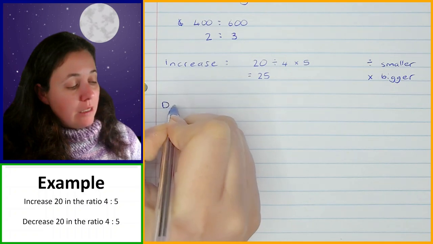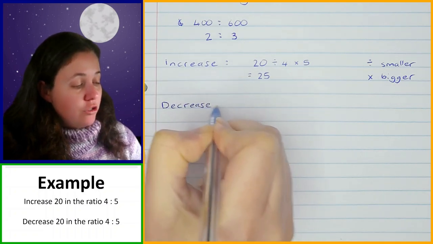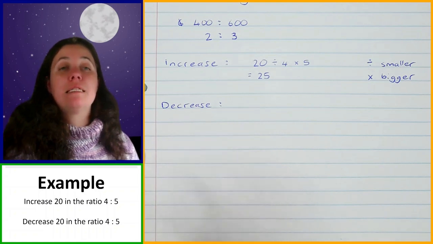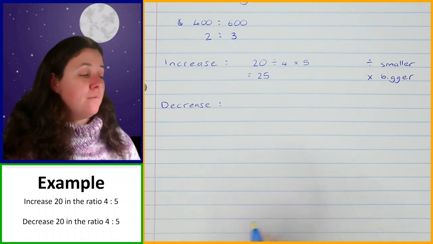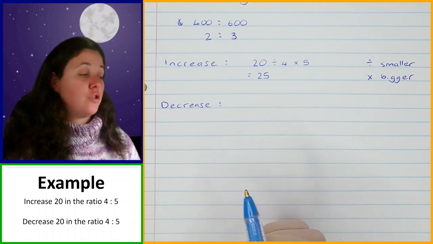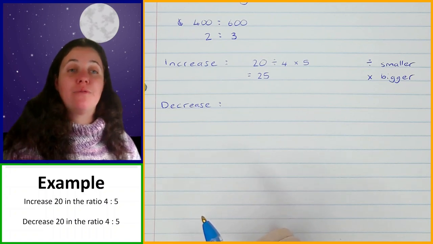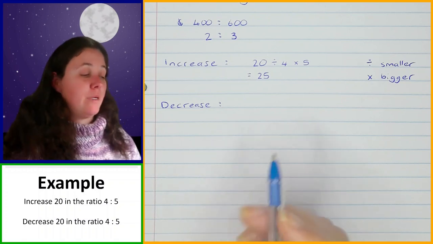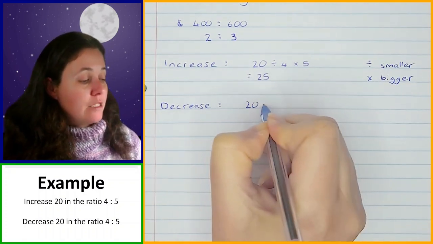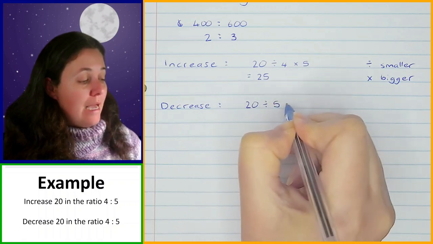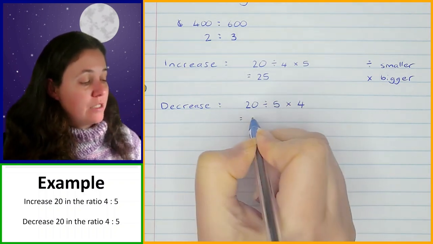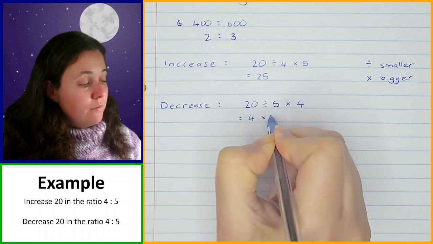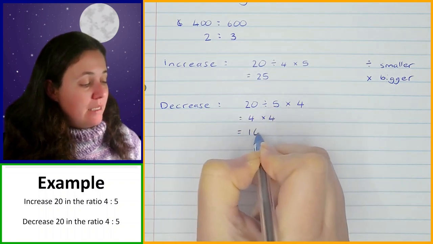Then we're going to decrease. Now, the same numbers, the same ratio, but this time we're decreasing. And obviously, decreasing is the opposite of increasing. Decreasing means to make smaller. So now what we need to do is the opposite. We need to make sure that we are going to end up with a smaller number. So we need to be dividing by the bigger number and multiplying by the smaller number. So I'm going to have 20 divided by the bigger number, which is 5, and then times by the smaller number, which is 4. So 20 divided by 5 is 4, times 4. I didn't actually need to show that step. And that gives me 16.